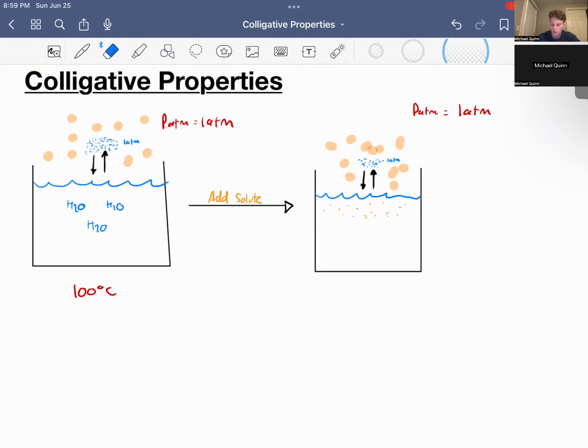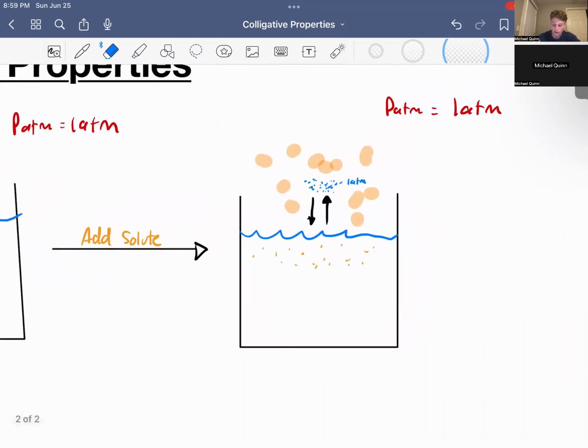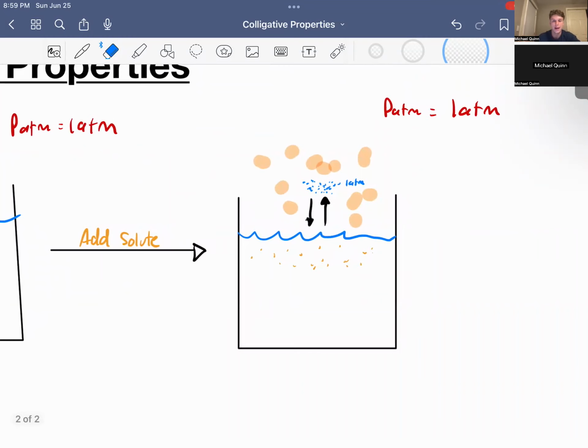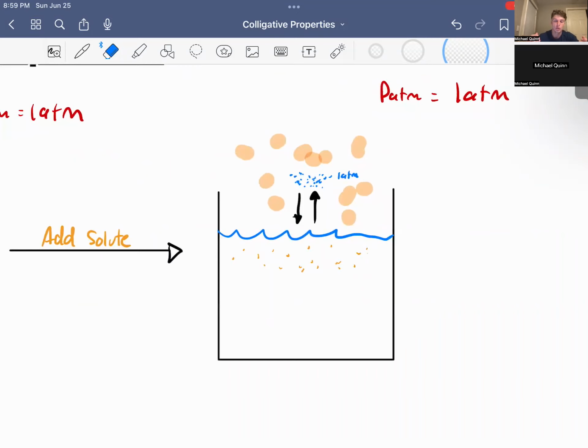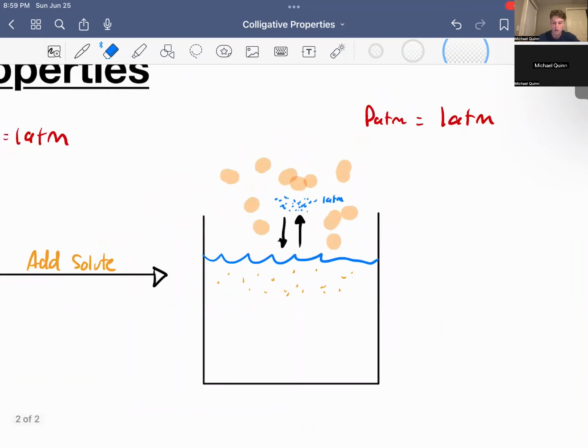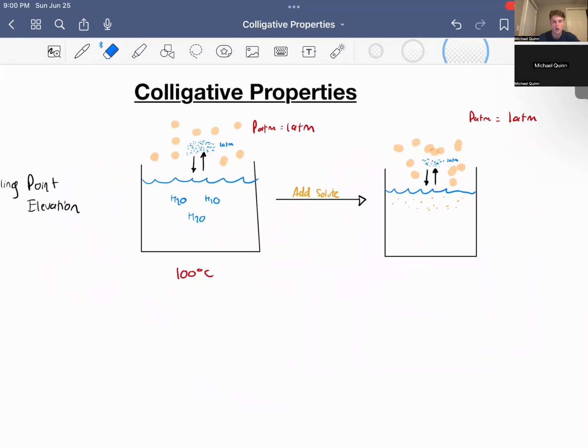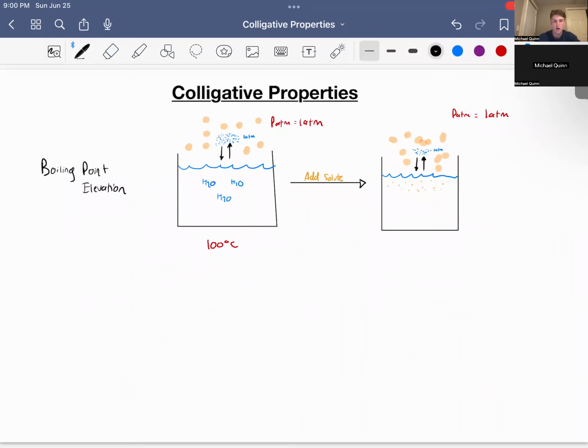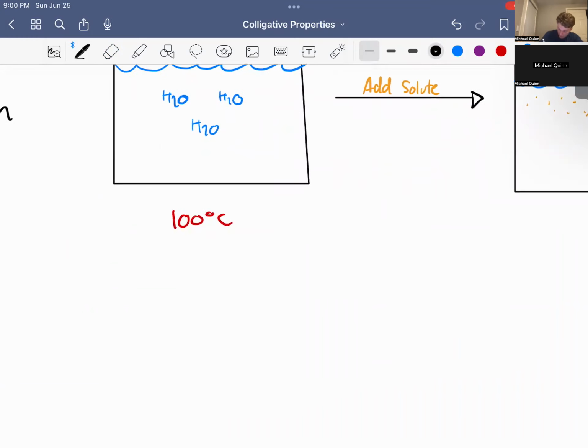So, what do we have to do in order to boil this solution with now a liquid and a solute inside of it? We would have to raise it to a higher temperature to get enough gas particles to equal our atmospheric pressure. So we saw that the boiling point will go up. Well, how do we solve for how high this boiling point is going to be? It is a very simple formula.